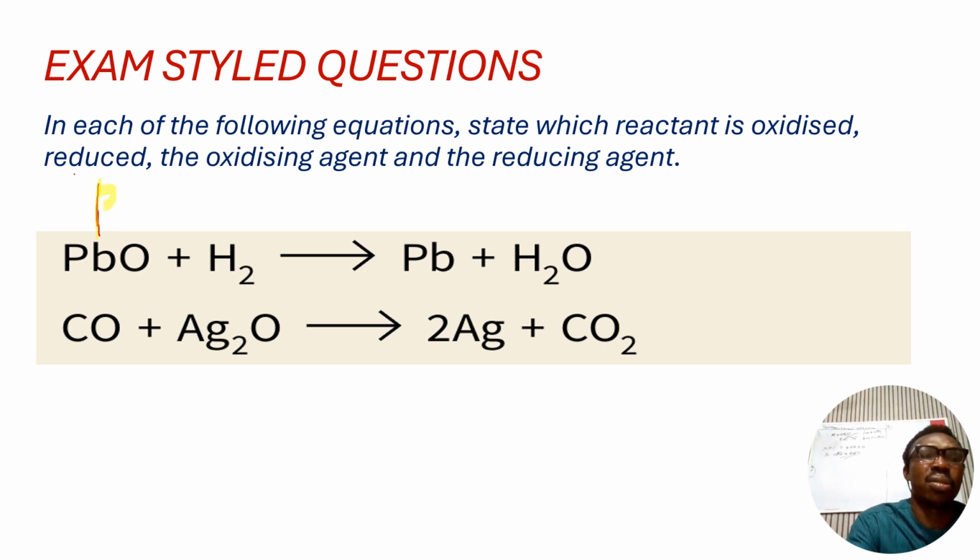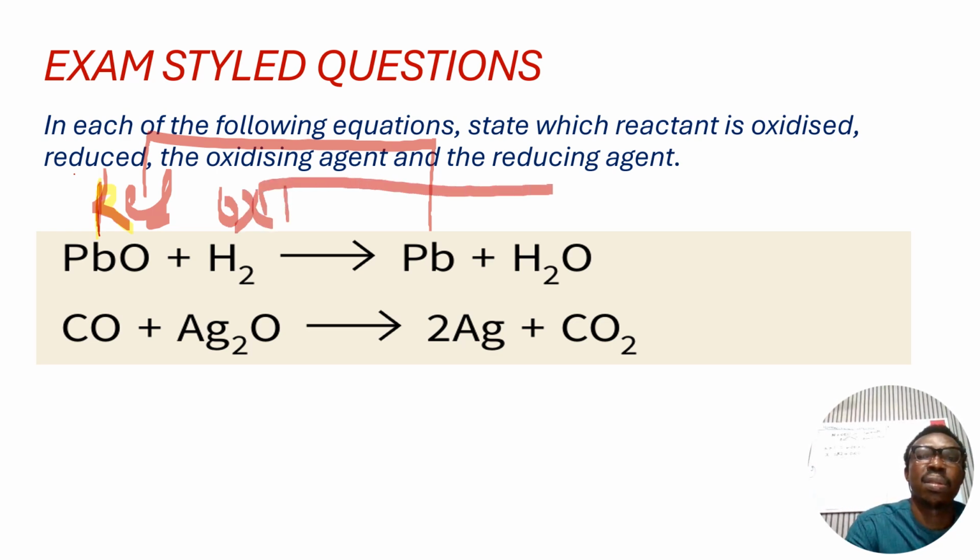So lead oxide is reduced to lead, while hydrogen is oxidized to water. So what is reduced? Lead oxide, and what is oxidized is hydrogen.